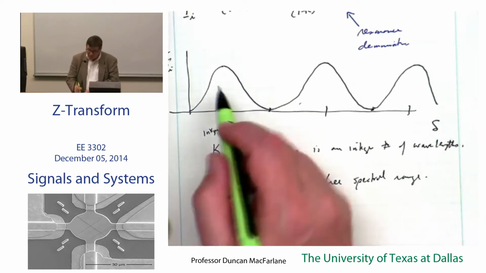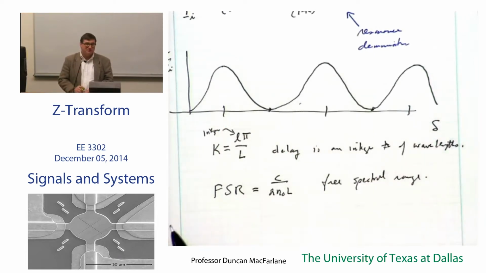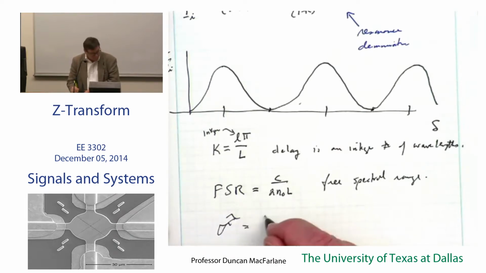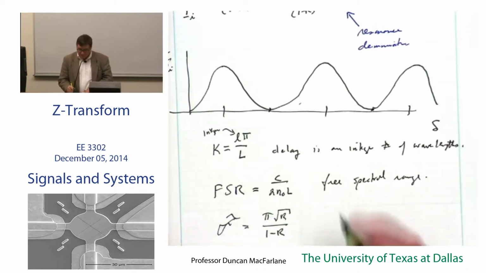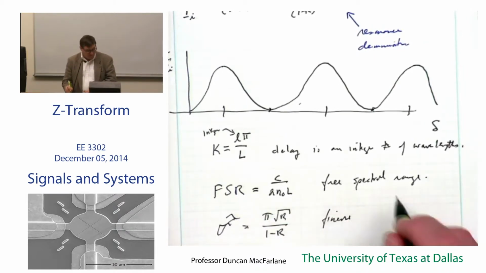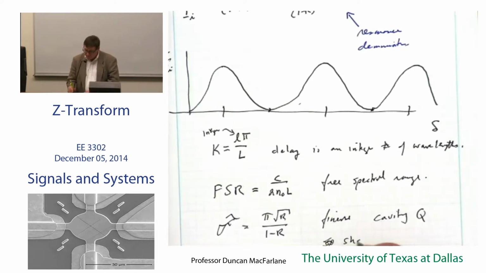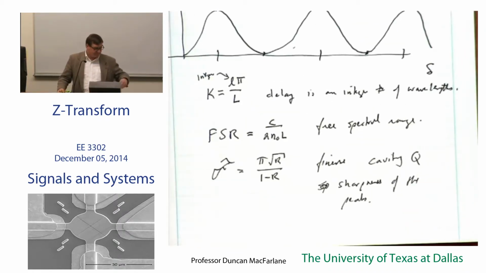And then the sharpness of these bandpass filters, these resonance filters, is called the finesse. A nice simple formula for that is that. And so this is the finesse, or it's the cavity Q, the quality factor. And this is the sharpness of the peaks. Okay?